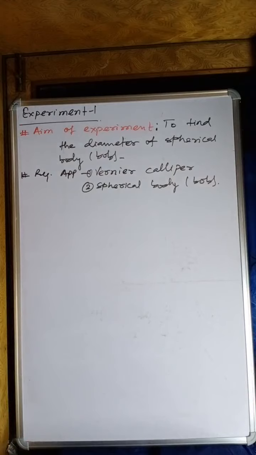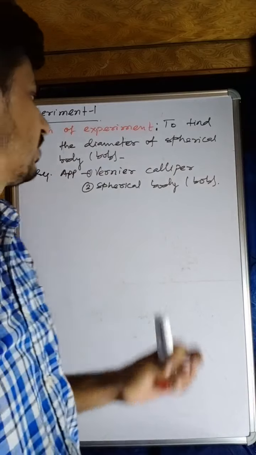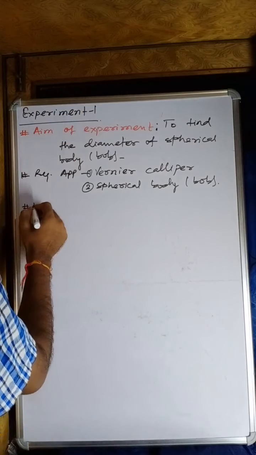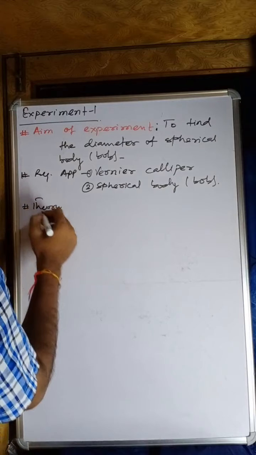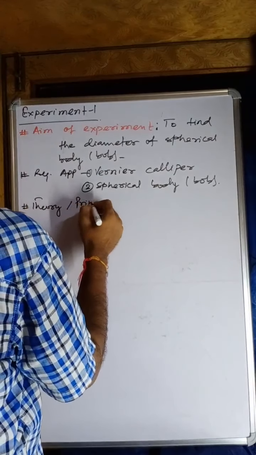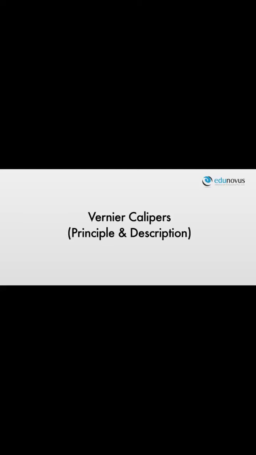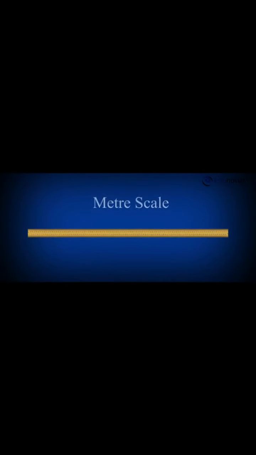Okay, my dear students. Now, after this, we know that we have to follow the theory or the principle. Theory or principle. Okay. Vernier calipers is an instrument which is most commonly used in the physics laboratory to measure lengths of small objects accurately, which could not have been possible with a meter scale.